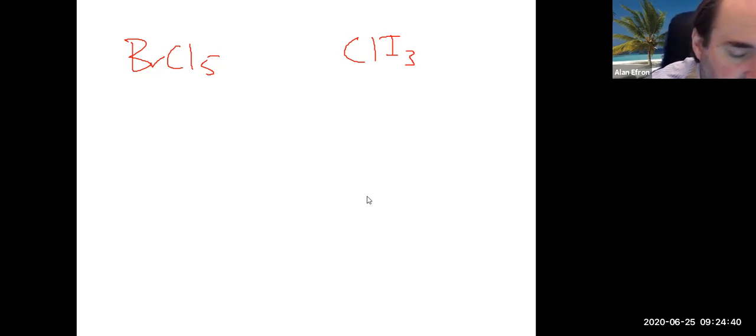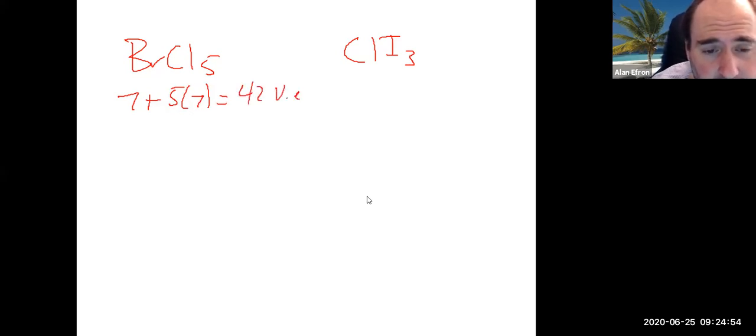Okay, so since we're getting to the end, let's take a look here. You want to follow the same approach. So 7 for the bromine, there's 5 chlorines also at 7. That's a lot of math there. 35 and 7, and we go with 42.